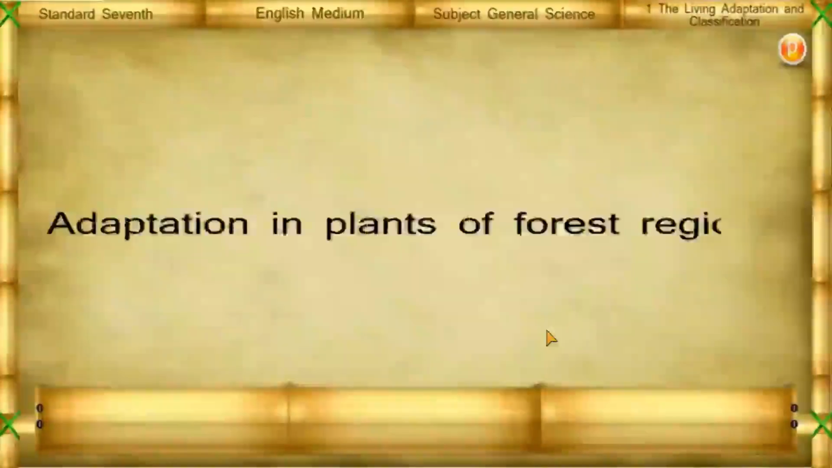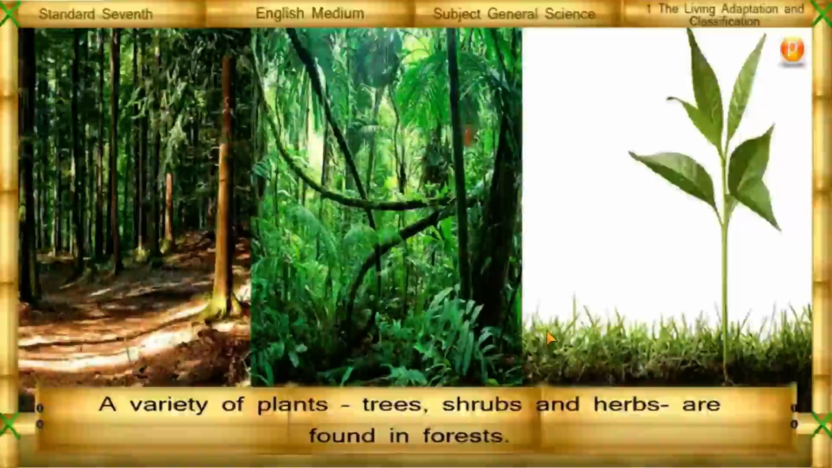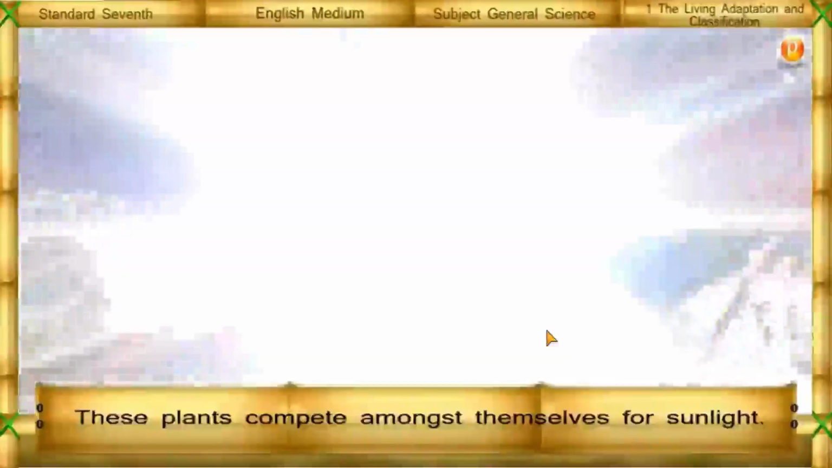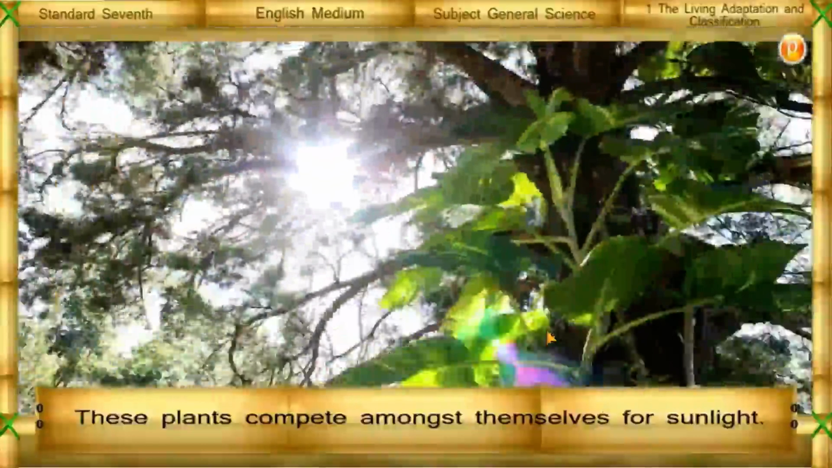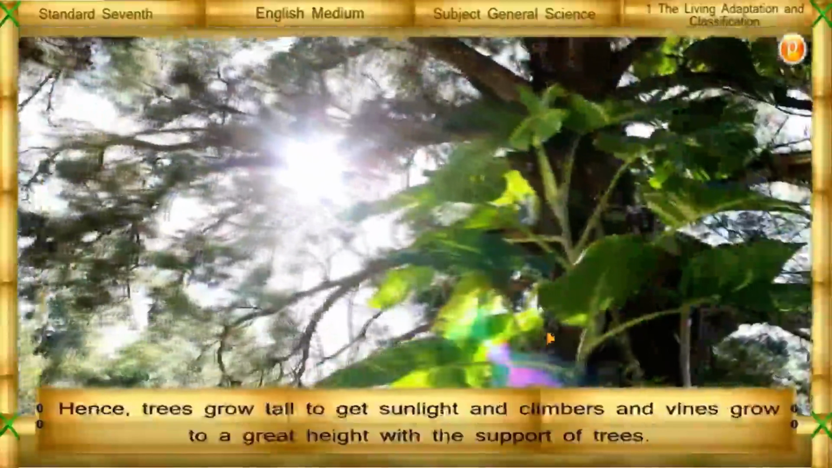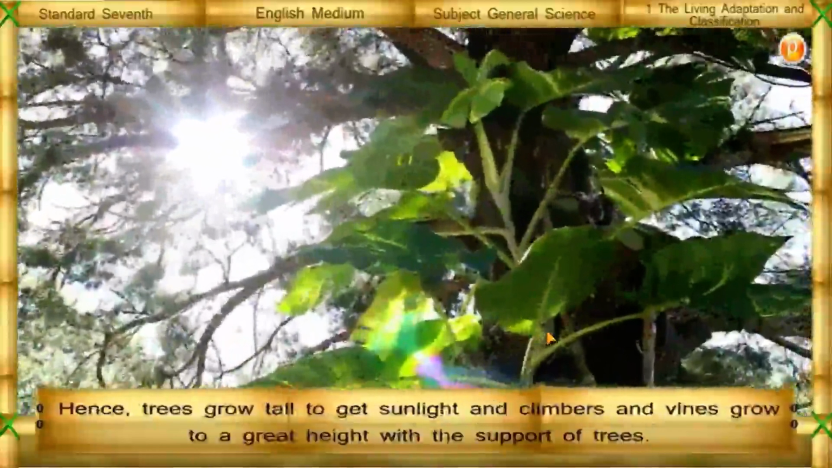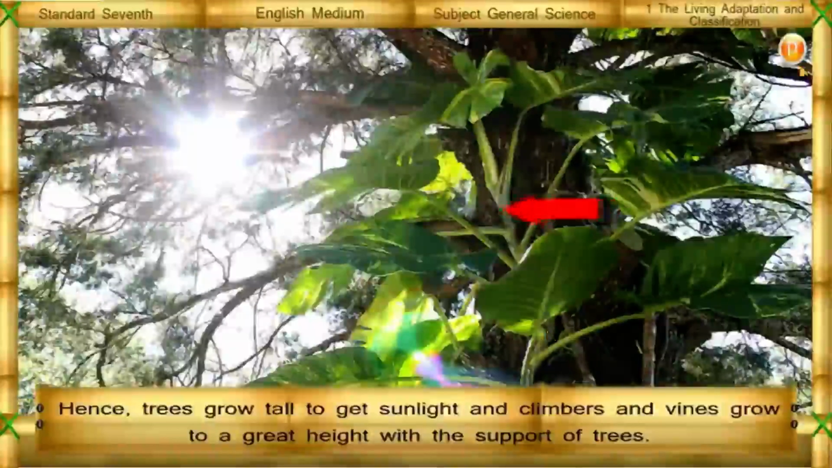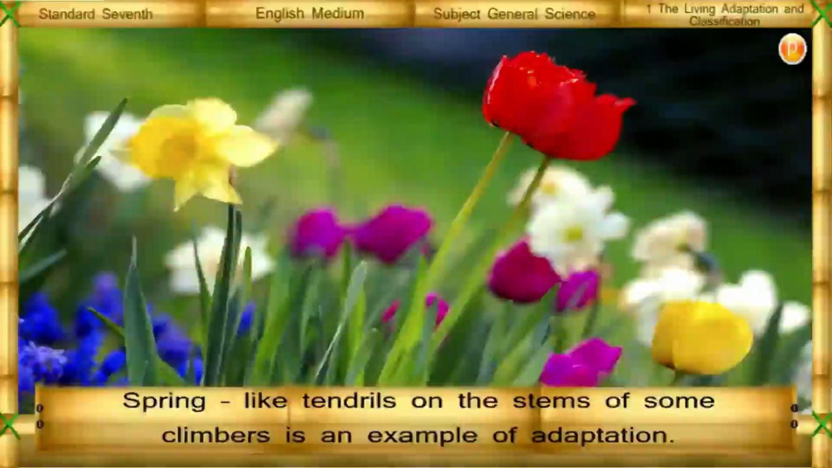Adaptation in plants of forest regions. A variety of plants, trees, shrubs and herbs are found in forests. These plants compete amongst themselves for sunlight. Hence, trees grow tall to get sunlight, and climbers and vines grow to a great height with the support of trees. Spring-like tendrils on the stems of some climbers are an example of adaptation.